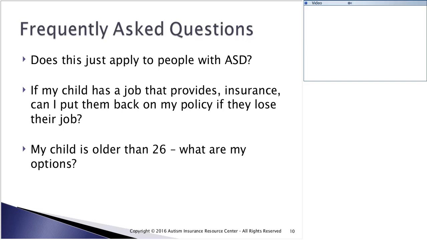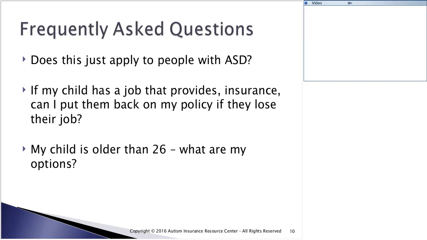I answered the second question. I can't emphasize this most. If my child has a job that provides insurance, can I put them back on my policy if they lose their job? And the answer is no. That doesn't mean if someone loses a job, they often have opportunities to go on COBRA, to get policies through the connector, to enroll in things outside of open enrollment periods. It's a qualifying event, but it's not a qualifying event to put a disabled dependent back on a parent's policy.